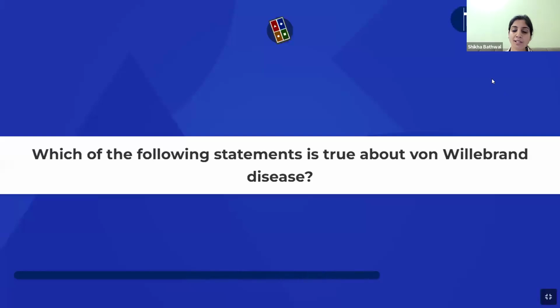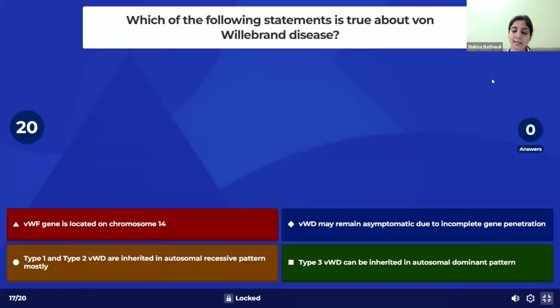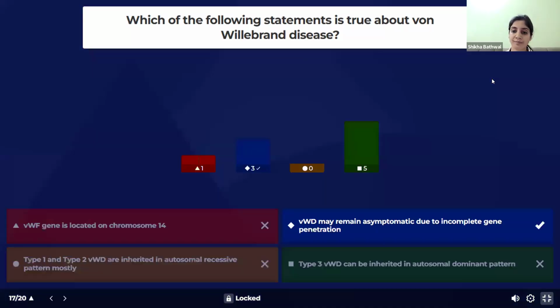Which of the following statements is true about von Willebrand disease? So von Willebrand factor gene is located on chromosome 14. This disease may remain asymptomatic due to incomplete gene penetration. Type 1 and type 2 are inherited in autosomal recessive pattern mostly. Type 3 can be inherited in autosomal dominant pattern. Yes, so option 2 is correct. And 3 people have got it right.